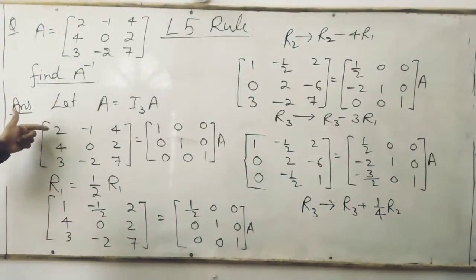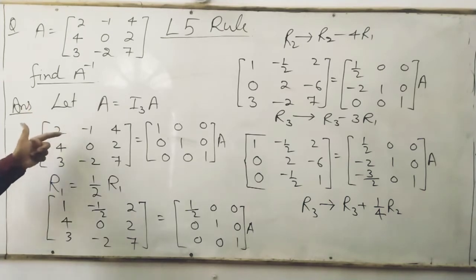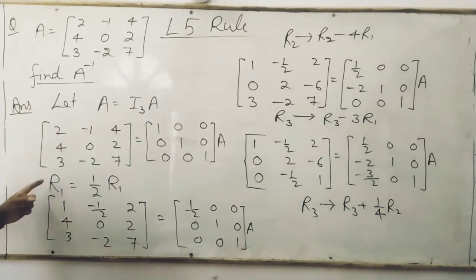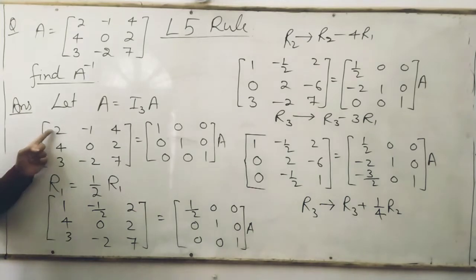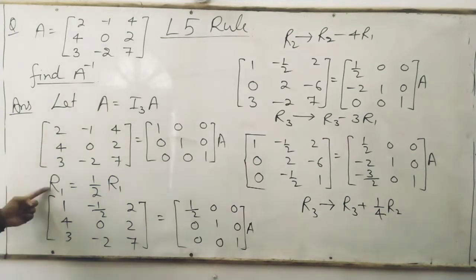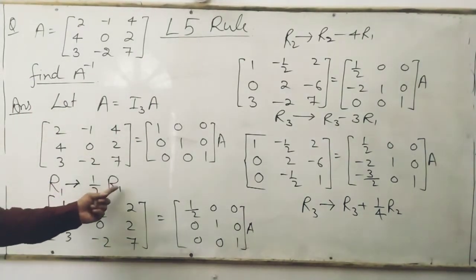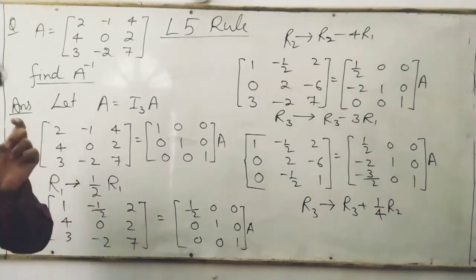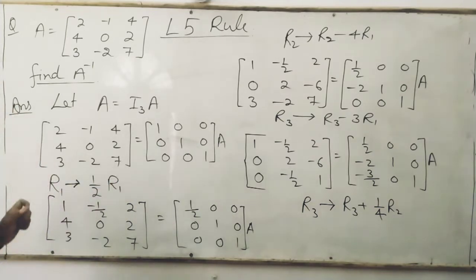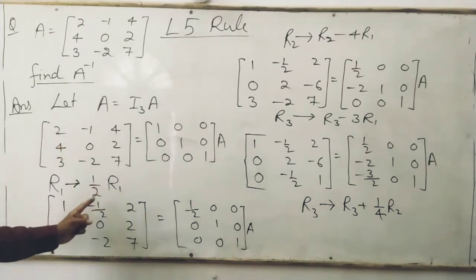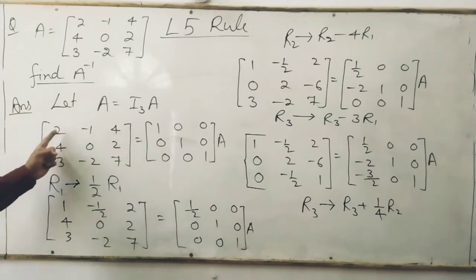The first element you make 1. So how to make 1? You divide by 2. If you divide R1 by 2, then you will get 1 here. So it will be R1 tending to 1 by 2 R1. It shows the elementary row operation. This is called elementary row operation, because rows are used and columns are not used. So in this case R1 upon 2. Every element of R1 you divide by 2.